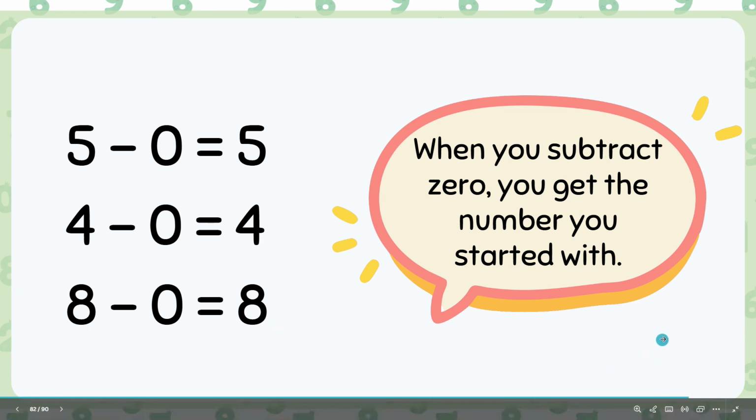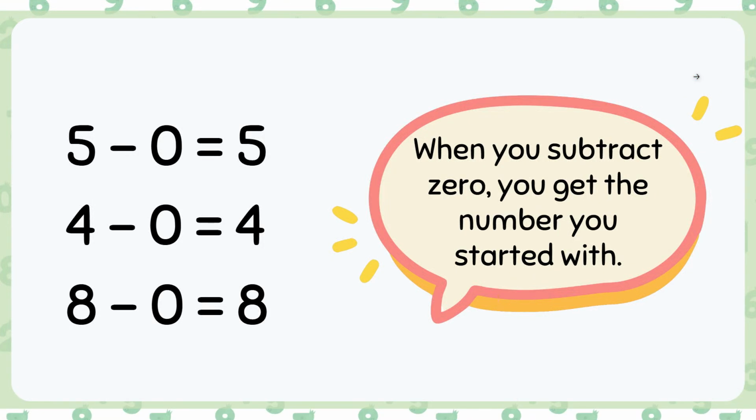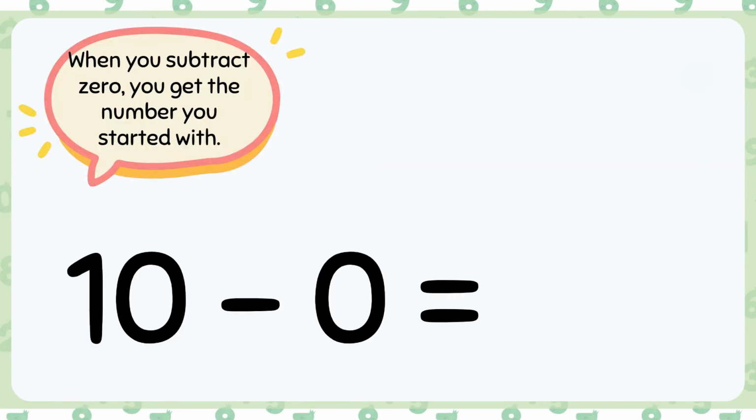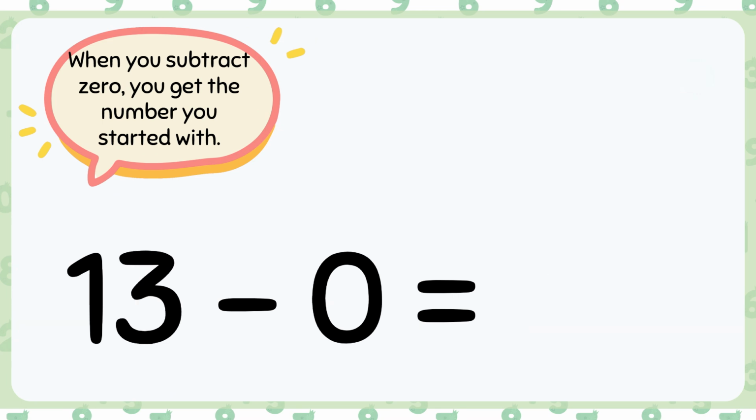So if that's true, you can subtract 0 from any number, right? Because now you know the rule. So we could say 10 minus 0. And if we have 10 and we're subtracting 0, how many are we going to end up with? Yeah, 10. What about 13? Oh, that's how old my kiddo is now. 13 minus 0. What number do we have as a total? Yeah, 13, because there's no change, right?